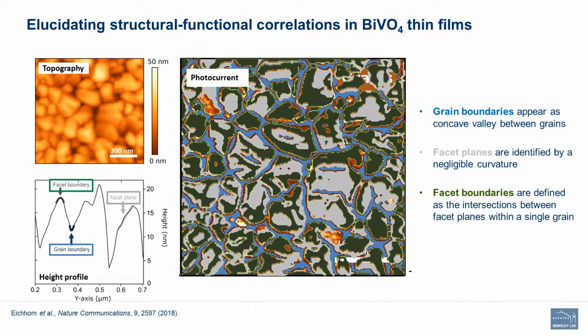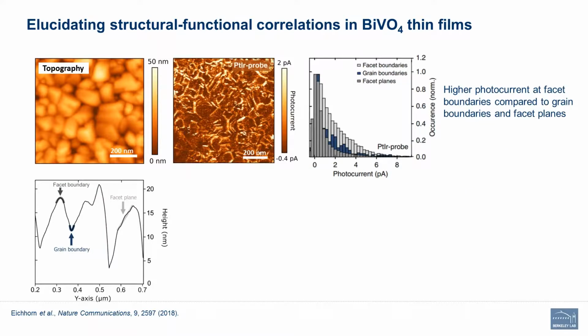In the following, we use these three masks to extract the current distribution in the photocurrent map in these three regions. In the histogram, we clearly see that we observe an increased current for the facet boundaries.